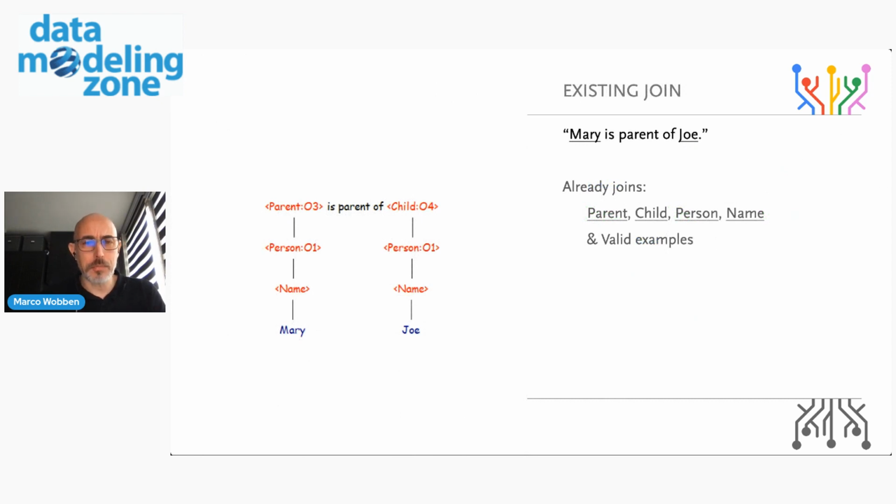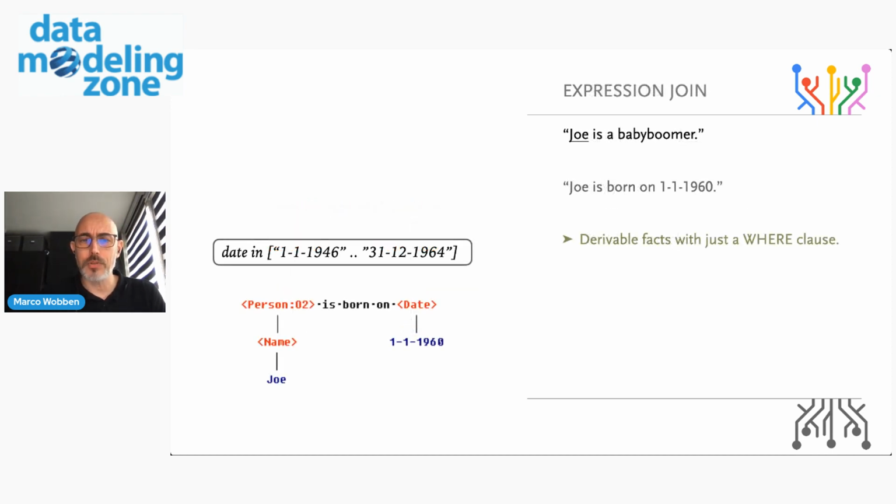I'm going to start with this expression that has the grammar as depicted on the left. Mary is the parent of Joe. Now, if you look at the information grammar, it already naturally joins parent, child, person, name, and it provides valid examples. So how can we use this information to derive in it? Let's go one slide further. A simple example says, we have an expression, Joe is a baby boomer.